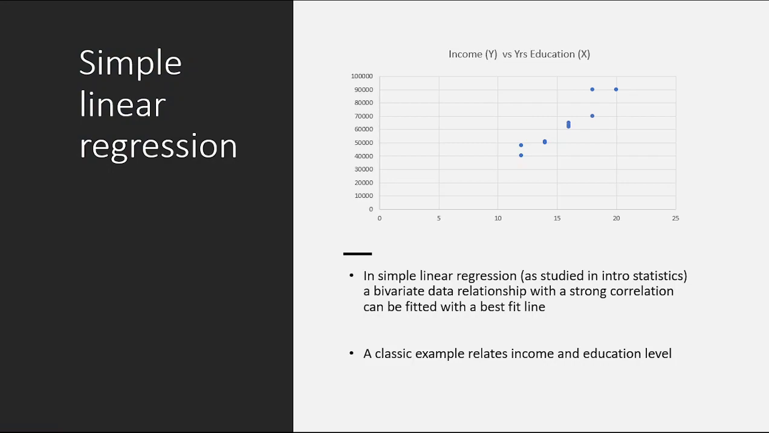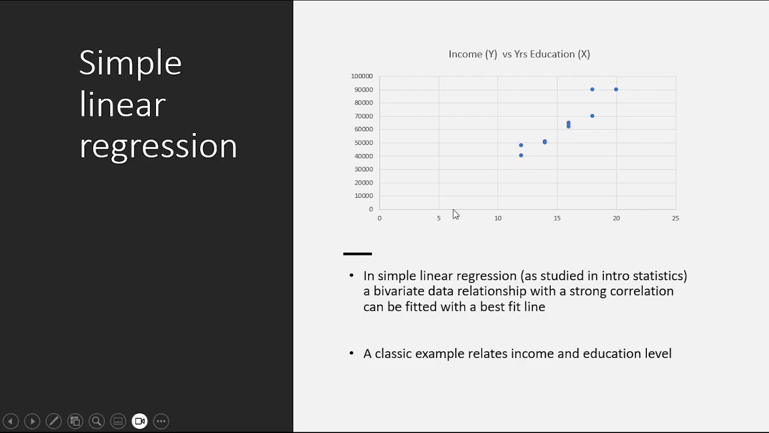Okay, so here's an example of linear regression. This is not logistic regression, this is linear regression, which you should have studied somewhere, typically in Stats 1. Here's a graph of income on the y-axis and years of education on the x-axis. You can see on the graph that there is quite a linear pattern. In other words, the more you go to school, the more money you make in general.